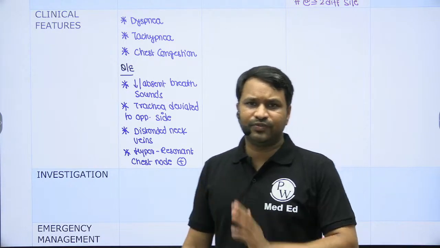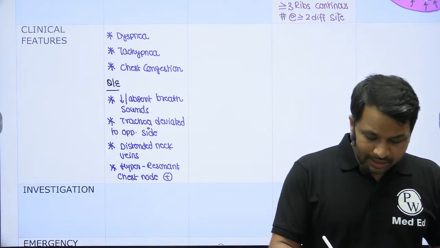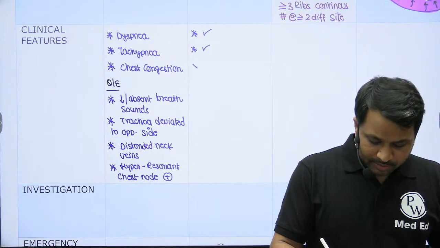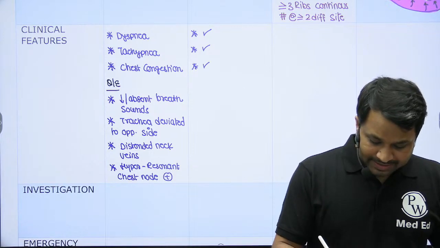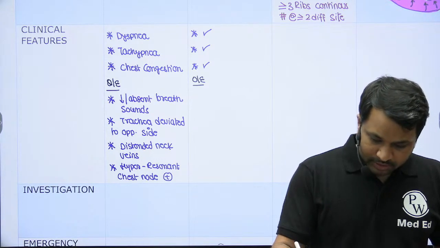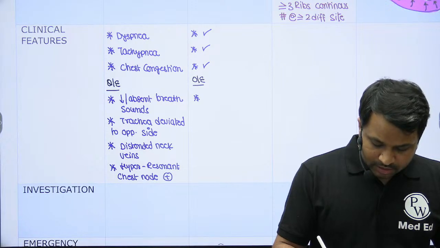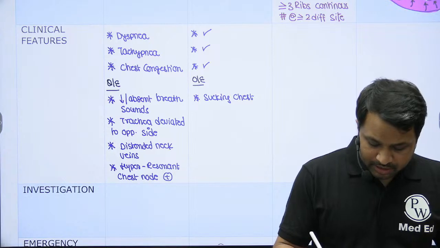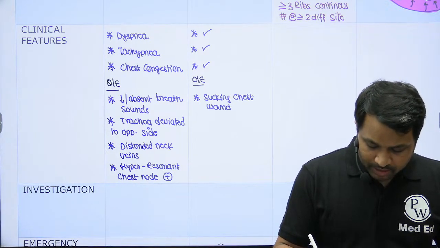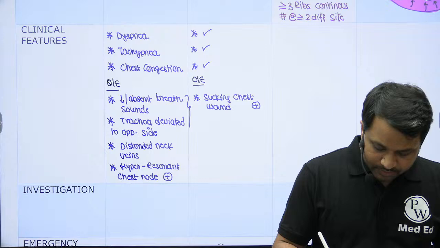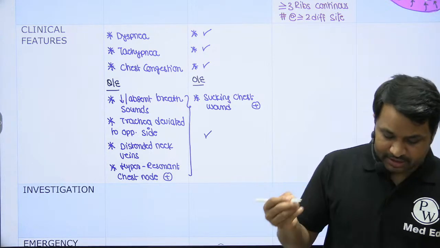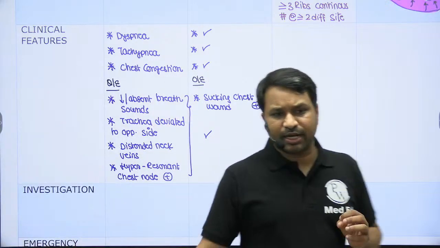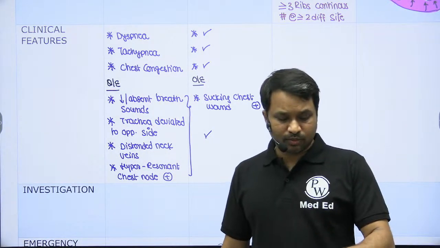We all know the reasons for these features as well. Now, when it comes to the open pneumothorax, the patient will have the same: dyspnea, tachypnea, and chest congestion. But on examination, what will you see? Number one, there is a sucking chest wound. Apart from that, you will have all the other features: decreased breath sounds, trachea deviated to the opposite side, distended neck veins, hyperresonant chest note. The additional finding will be the presence of a sucking chest wound.